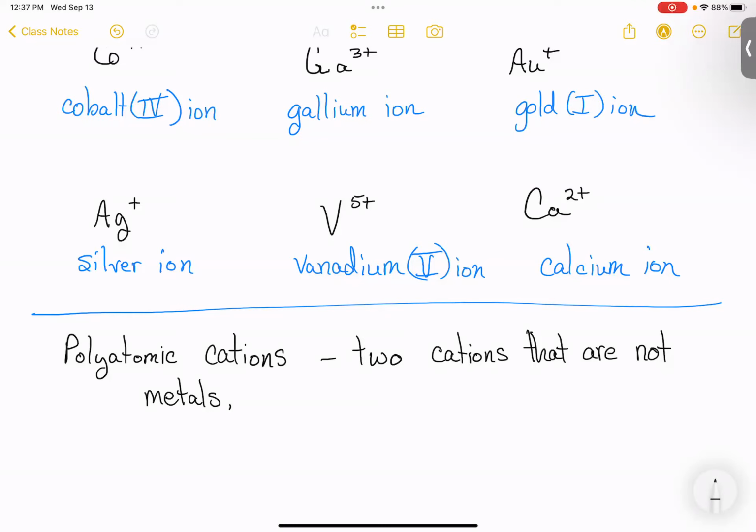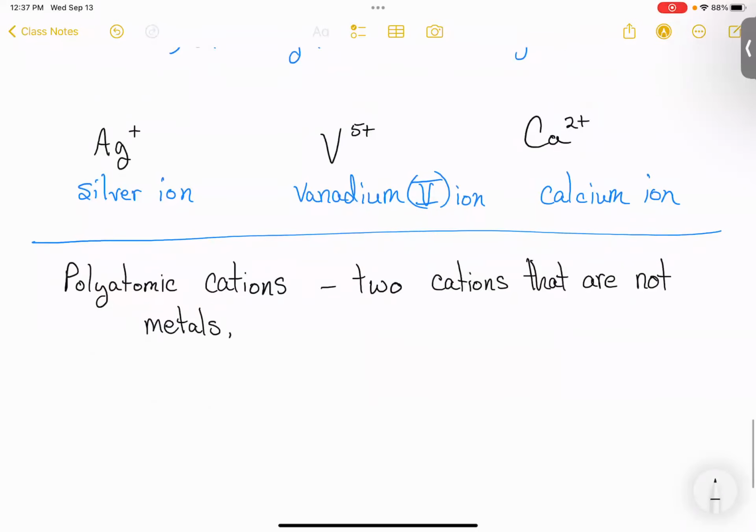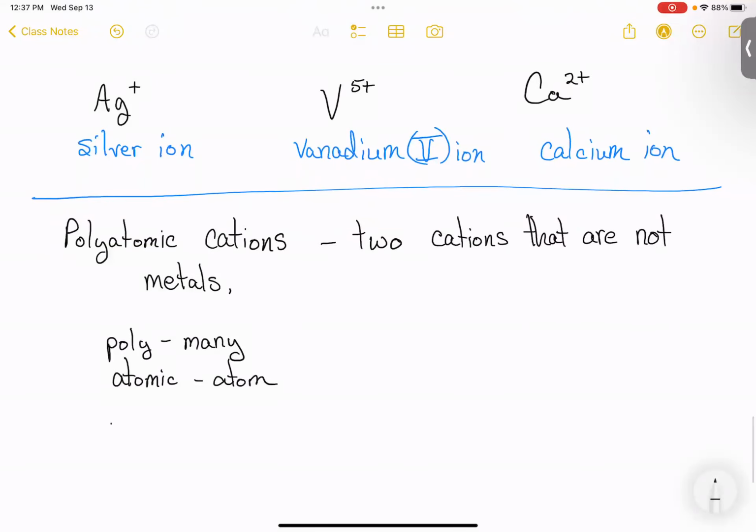They're called polyatomic cations. If you break this word apart, poly means many. Atomic means atom. So in other words, we're looking at many atom cations. If you are familiar with polyatomic ions, the majority of them are anions, which we'll discuss later on. But there are only 2 cations that you need to know.